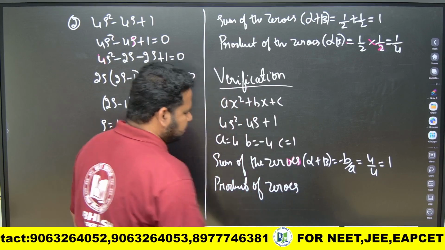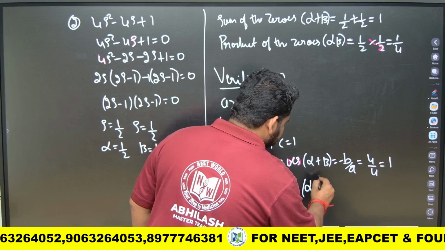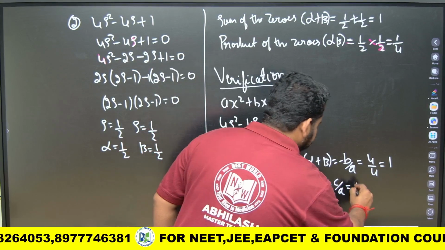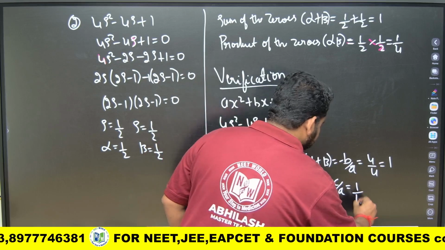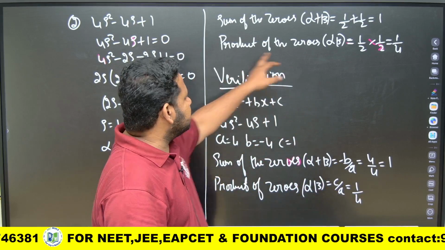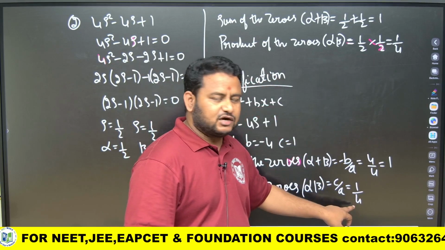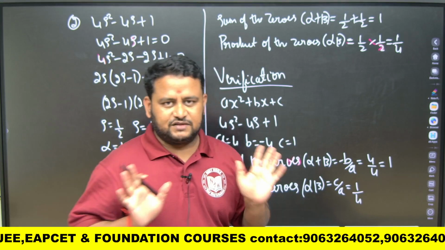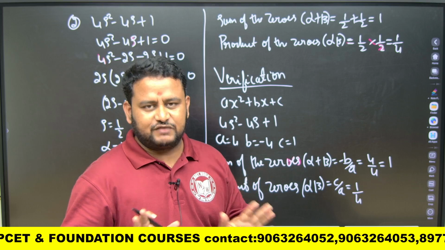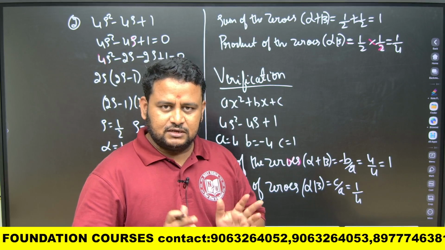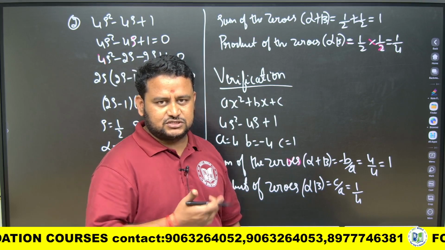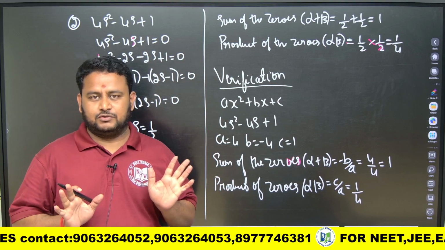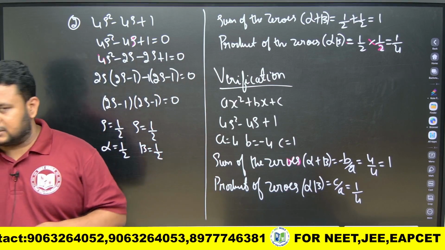Now let us look at the product of the zeros. Product of the zeros is alpha beta, which is c by a. C is 1 and a is 4, so 1 by 4. Here what I got? 1 by 4. So they are equal, they are the same, so it is verified. Clear? I hope this question is clear. First is splitting the middle term, find the zeros, name them alpha and beta, find the sum and product of the zeros directly, then use the formula method and check whether you are getting the same value. That is how you solve this question.